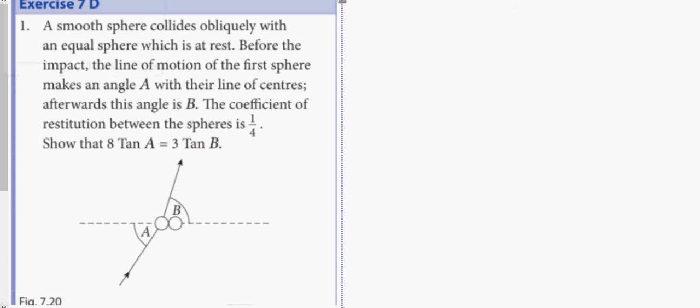Now, a smooth sphere collides obliquely with an equal sphere which is at rest. Same mass. That's all you need to know there, okay? Before the impact, the line of motion of the first sphere makes an angle alpha, or angle A, with the line of centers. Afterwards, it makes an angle B. The coefficient of restitution between the spheres is a quarter. Show that 8 tan alpha equals 3 tan beta.